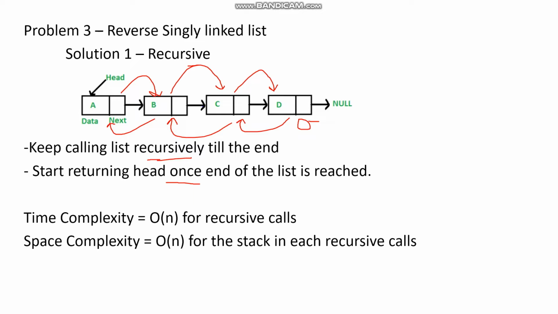So what is going to be our complexity? Time complexity will be O(n) because we are calling the linked list recursively, so it's going to be O(n), and space complexity will be O(n) because stack is allotted for each call, so it's going to be O(n).